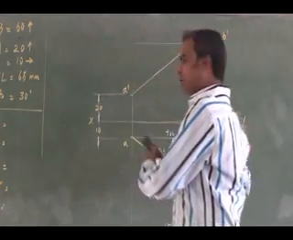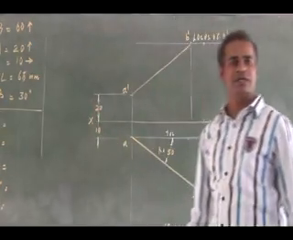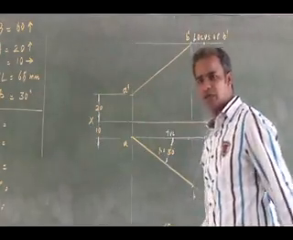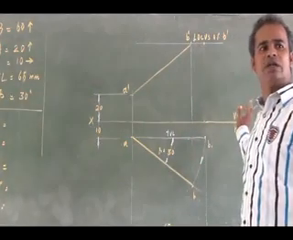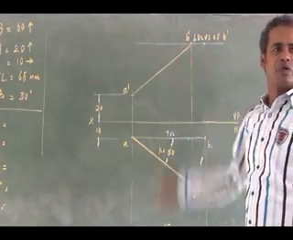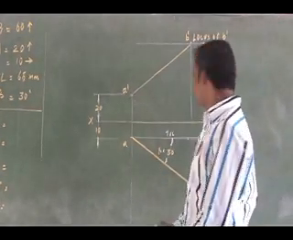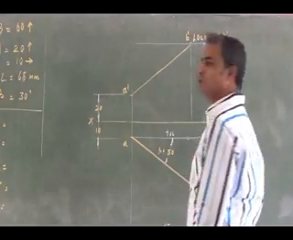You can follow the trapezoidal method, or you can use the rotating line method to find theta, phi and the true length. It's your choice. So how can I use the rotating line method? How can I find it out?